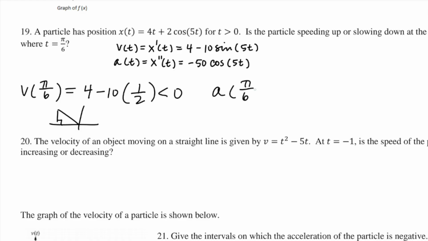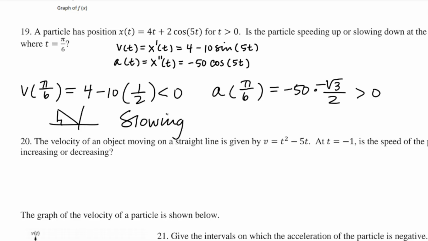Acceleration at time pi over 6, I'd have negative 50 times the cosine of 5 pi over 6. Okay, 5 pi over 6, the cosine is going to be a negative number, so that's going to be greater than 0. I'm going to say slowing down because v of pi over 6 and v prime of pi over 6 have opposite sign.